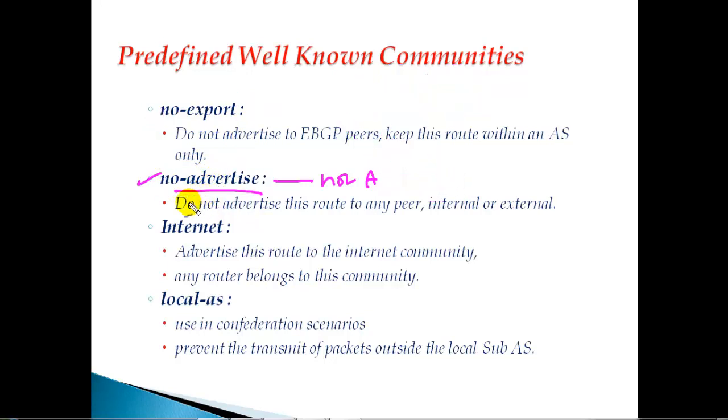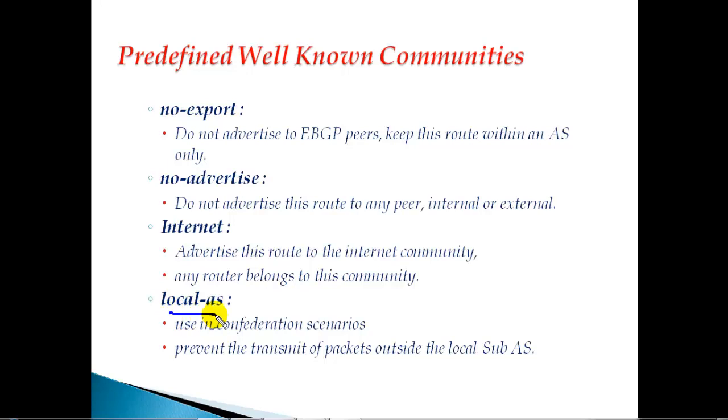Now another attribute is called internet, which is the default community attribute, which by default will advertise to each and every router. It will advertise to internal BGP as well as external BGP. Any router by default belongs to this community, because by default BGP, when it receives any route, will advertise it to any router. It can be internal or it can be external.